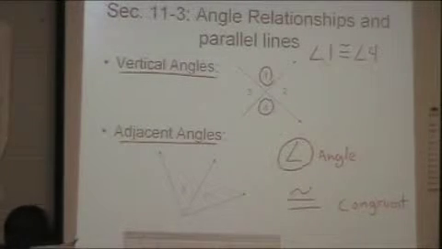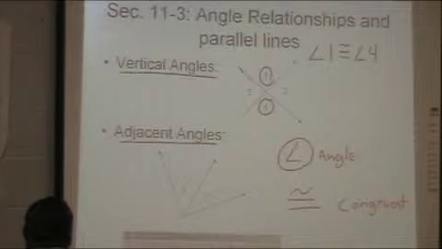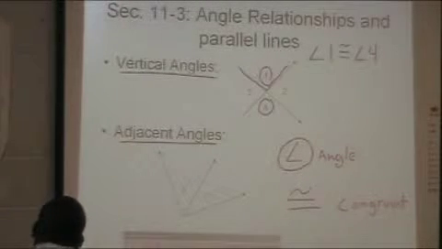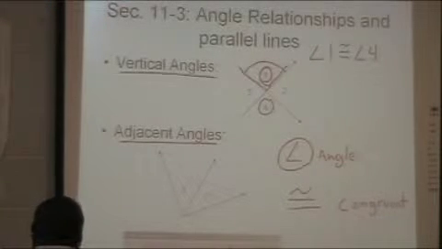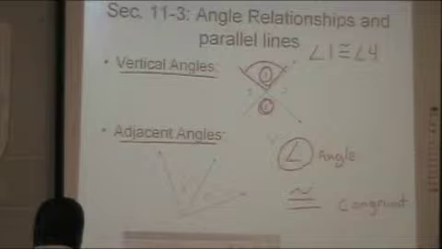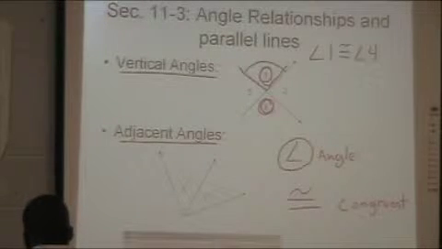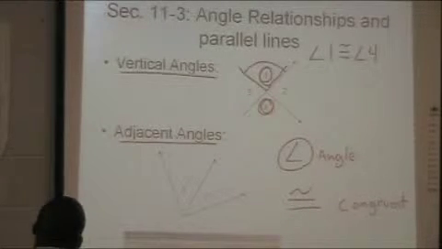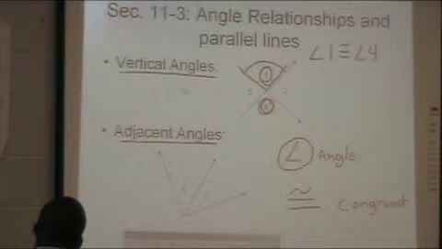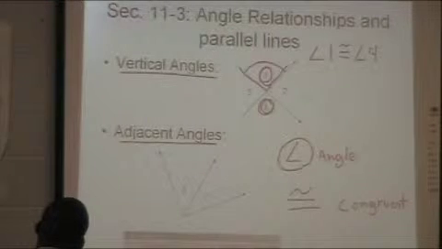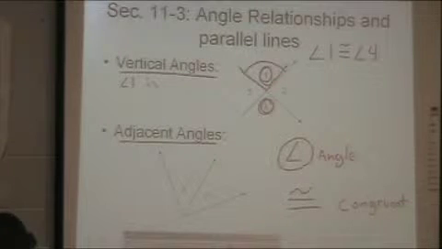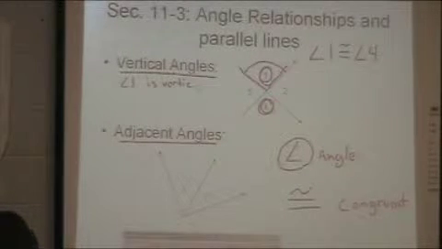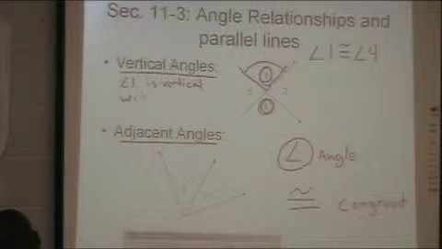Okay? Angle 1, which is this angle right here, which includes all this, which is the distance from here to here, this angle in degrees is congruent to this angle in degrees. And the way you write that is angle 1 is congruent to angle 4. Okay? Now vertical angles are across from each other. So angle 1 and angle 4 are vertical. So let's write that. Angle 1 is vertical with angle 4.